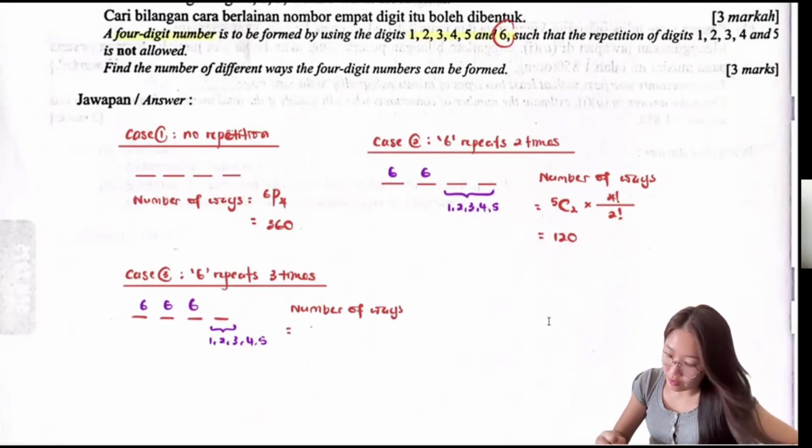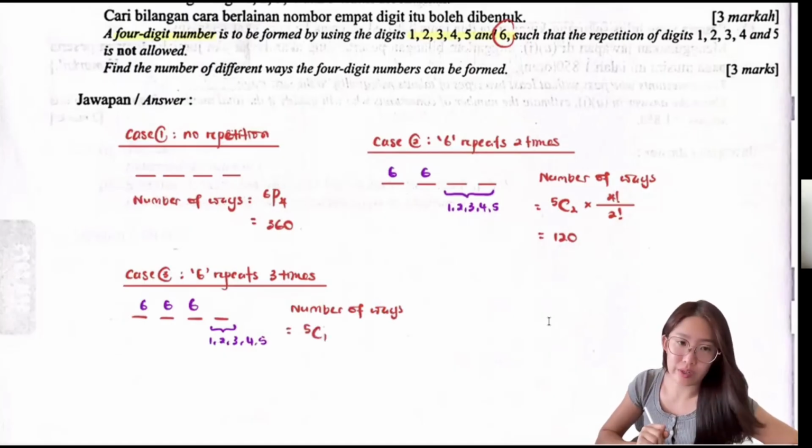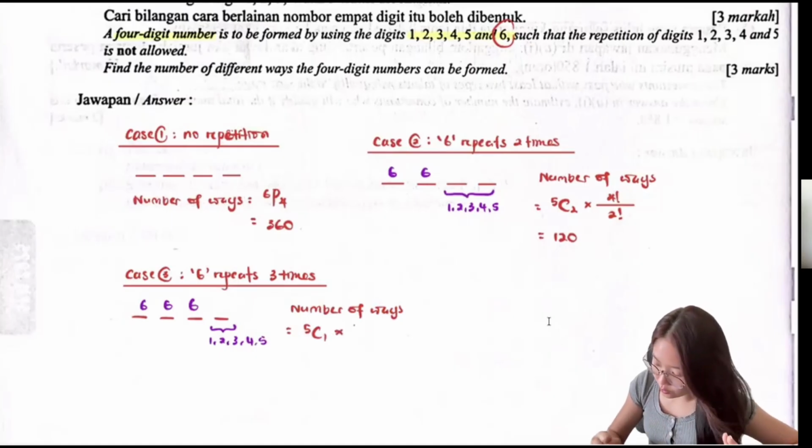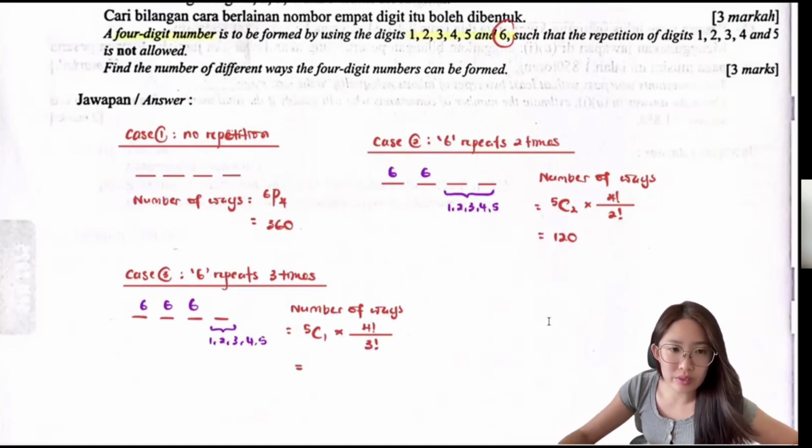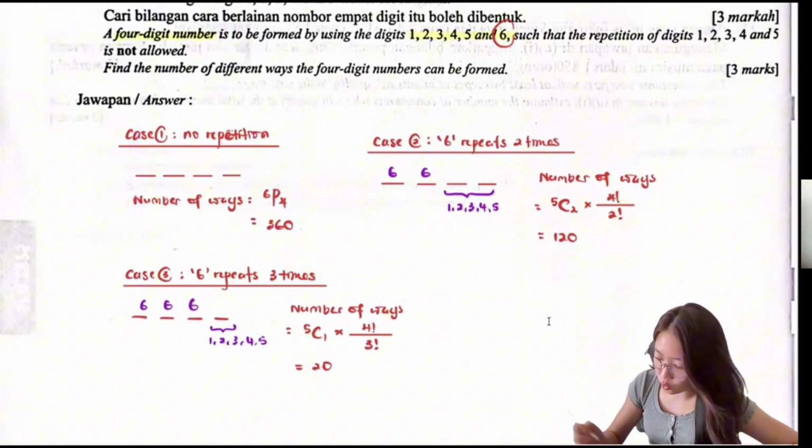The 5 numbers here, you're just going to choose 1 for arrangement. So C1, and then you have 4 numbers, right? 4 factorial for arrangement. And then because you have 3 repeated 6, so divide by 3 factorial. The answer for case 3, 20.